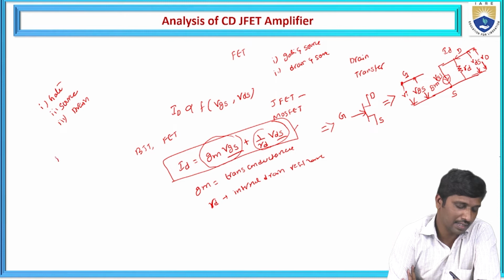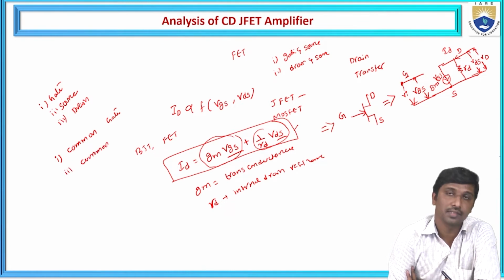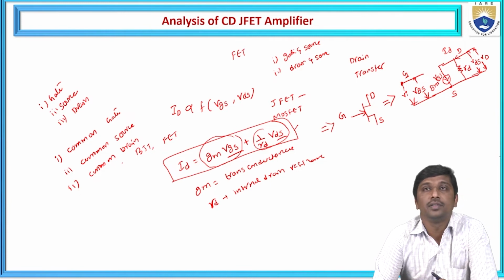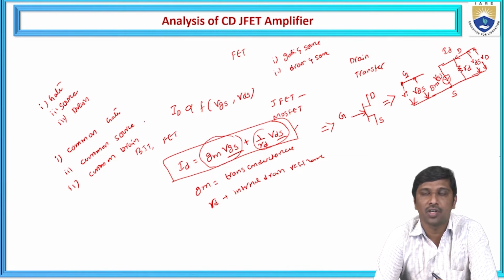Generally, one is the common gate configuration, the second is the common source configuration, and the third is the common drain configuration. All these configurations can be utilized as amplifiers, but we need to identify what amount of voltage gain and what amount of input and output impedance we need to offer to design a perfect amplifier by using this small signal model.